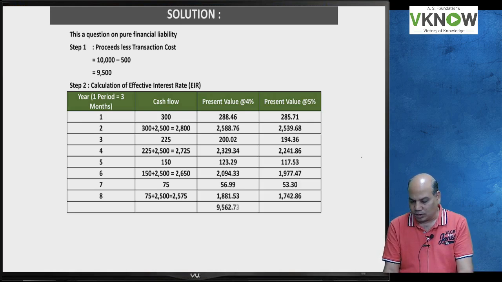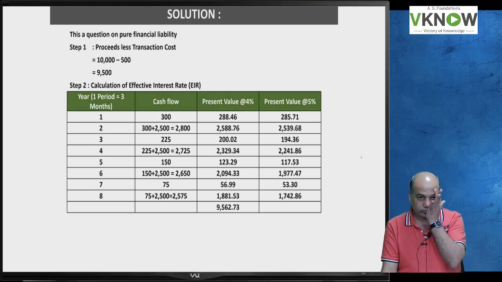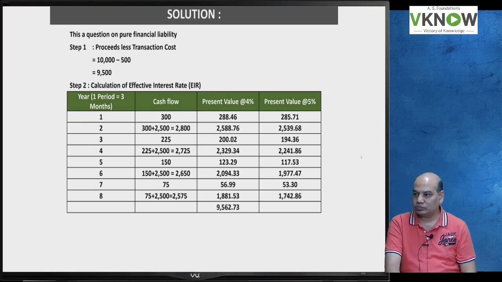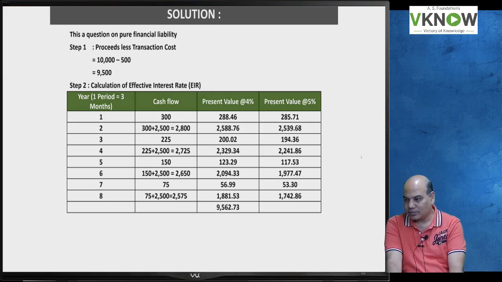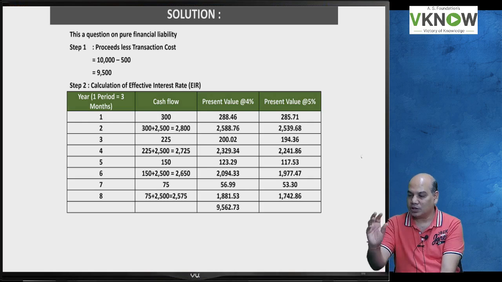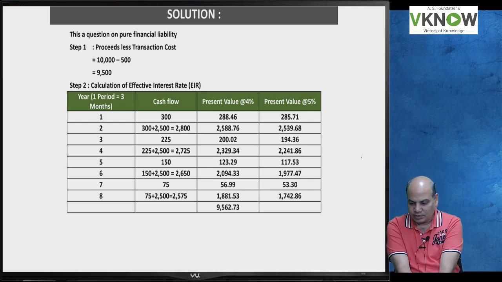Now you tell me the total at 4%. $9,562.7370 is okay. Anything after the decimal is welcome. My initial amount was 9,500, correct? Yes. And the inflow is 9,562, which means there is some positive NPV here. So we have taken a higher rate now. It is more than 9,500, which means there is a positive NPV.